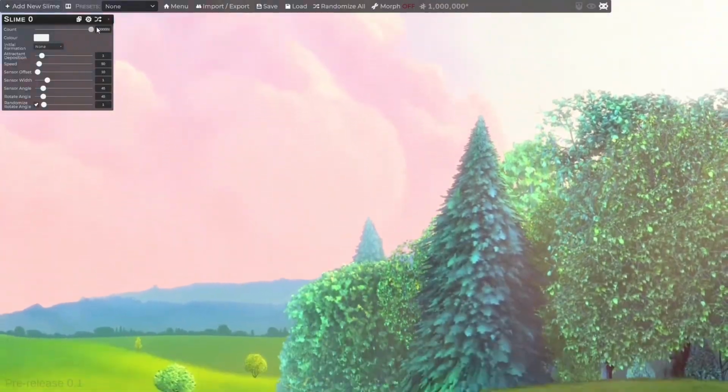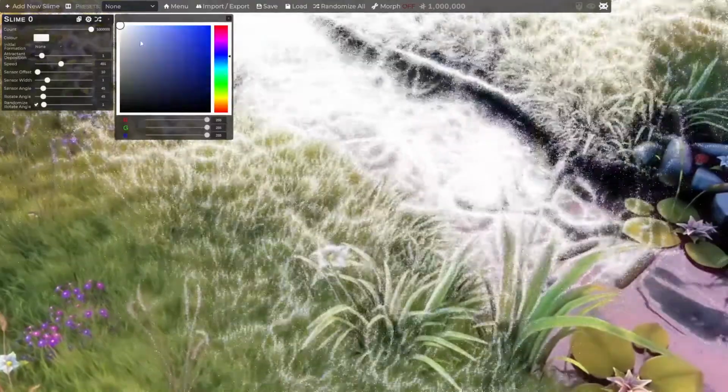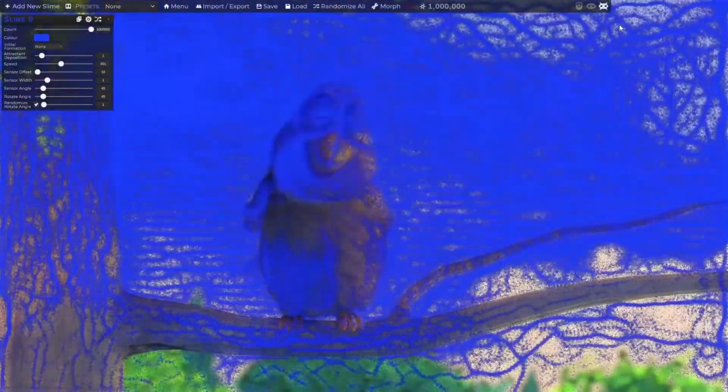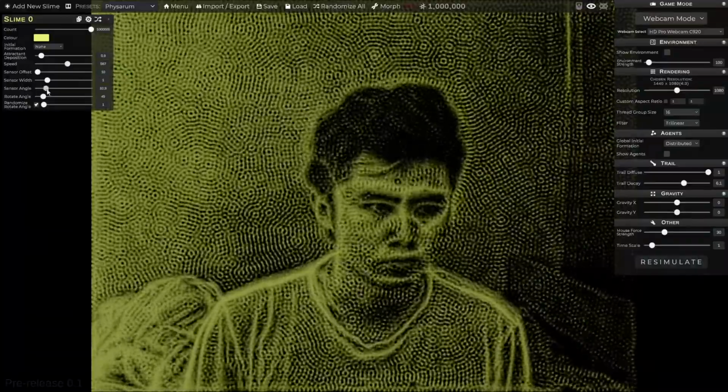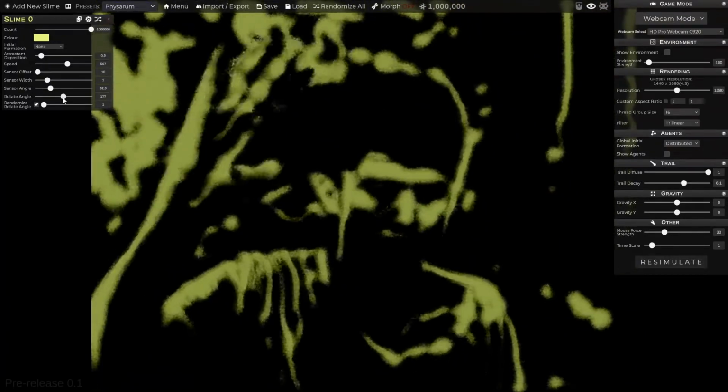The entire simulation runs on a compute shader that is modified by UI elements. I will make a separate video explaining how the slimes work in more detail if there is enough interest. But I think it is clear now that it is a niche game that isn't for everyone. Let's get into the main topic of this video.